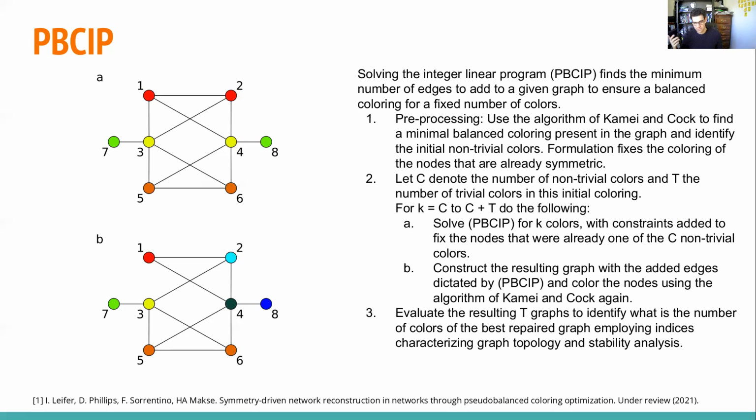We evaluate these graphs that we get using the indices. These are certain characteristics of graph topology and dynamics that I'm going to talk about. We choose the best graph.